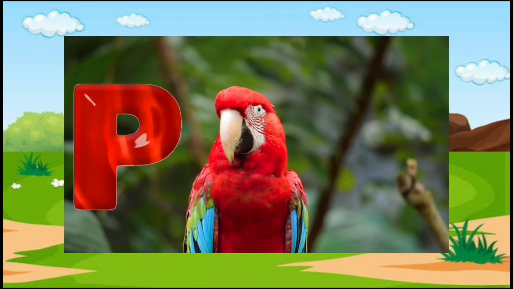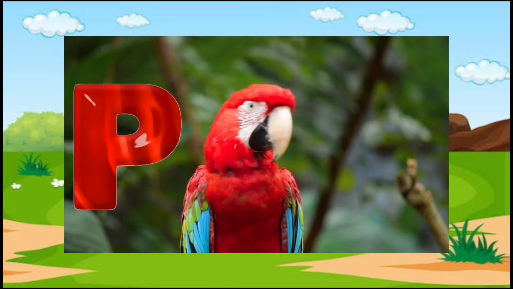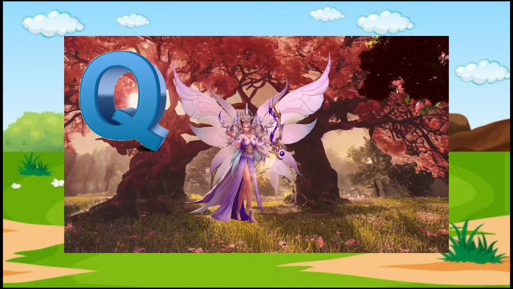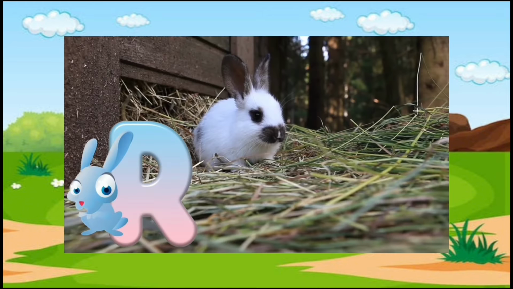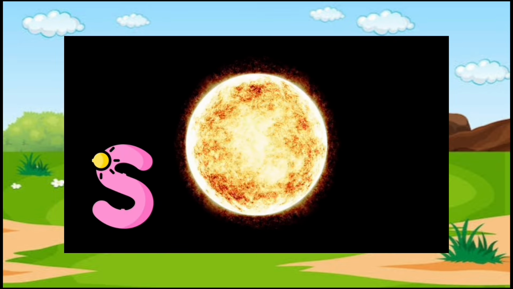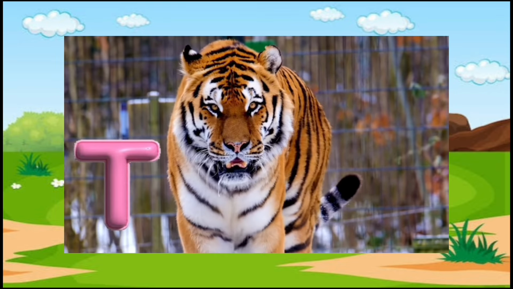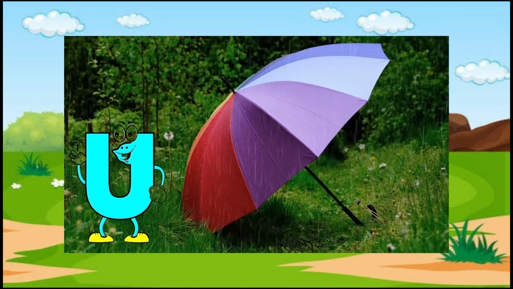P for parrot, pa pa pa. Q for queen, q q q. R for rabbit, r r r. S for sun, s s s. T for tiger, t t t. U for umbrella, u u u.